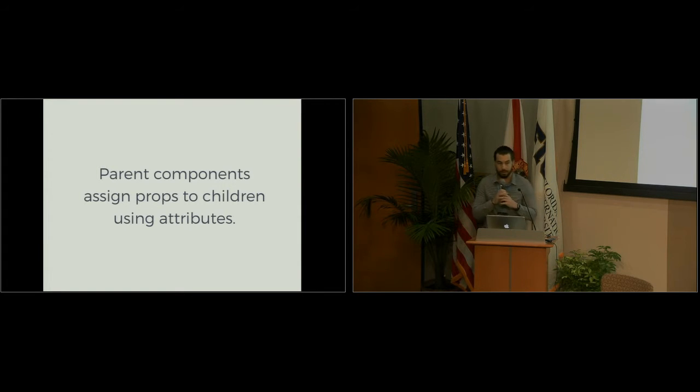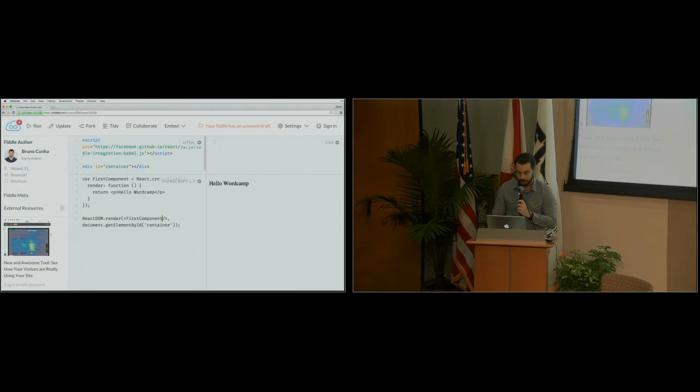Like I mentioned earlier, data flow is one way, so from parent to child. To give you an example of this, we're going to go right back to our application and make it dynamically insert WordCamp. Like I said, this behaves a lot like a typical HTML element. So right here, I'm just going to declare a property called name, and I'm going to give it a value of WordCamp.